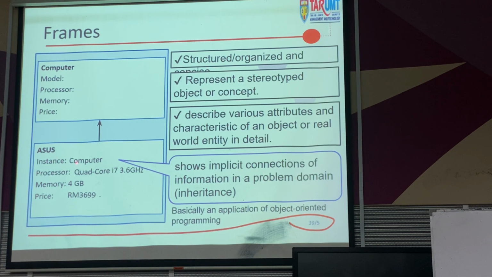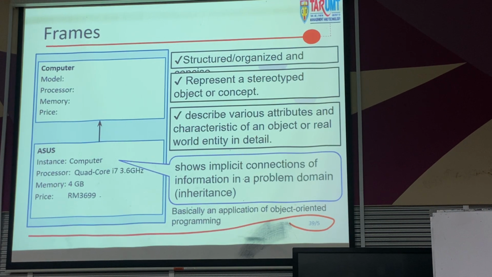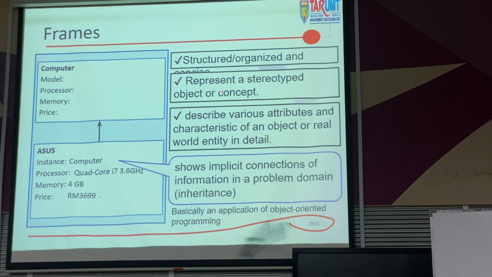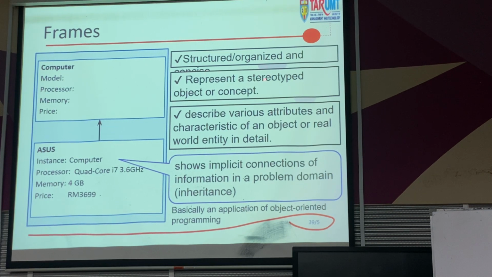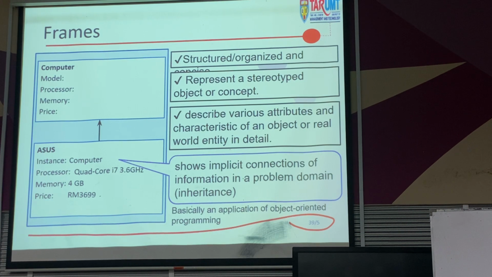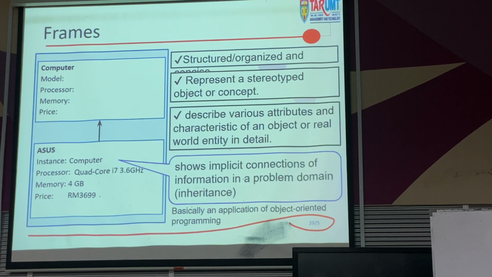So the superclass of ASUS is computer, and then you can put the value. Okay, what are the properties for the ASUS? So what is the advantage for the frames here? It's more structured and organized, and you can actually use the semantic network to represent this. Can, but it will be very messy. Try to imagine how are we going to convert this computer to the ASUS. Then you will have a lot of nodes here.